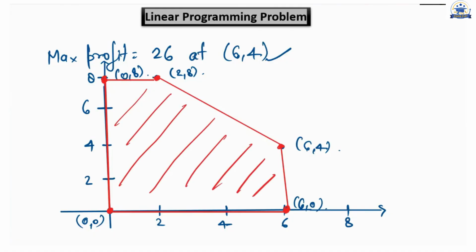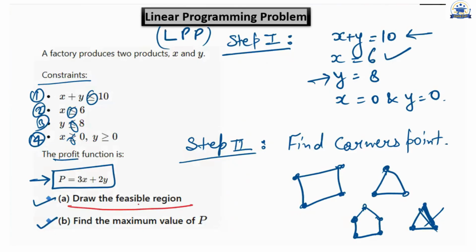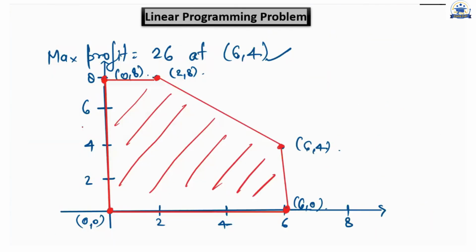In this question, it was asking to draw the feasible region, and also to find the maximum value of P. So this is the bounded shape, right? Bounded means covered by the boundaries. It is not an open shape, it is a closed shape, closed by 5 lines, right? Line 1, 2, 3, 4, 5. I hope there will be no doubt.